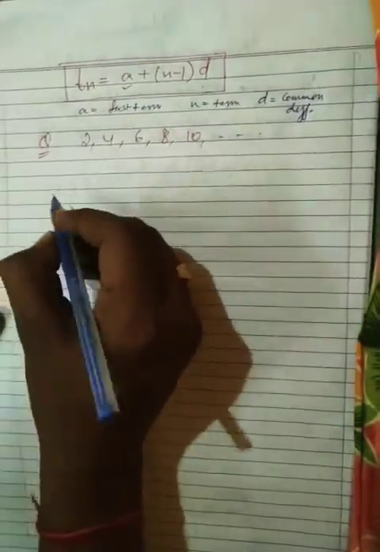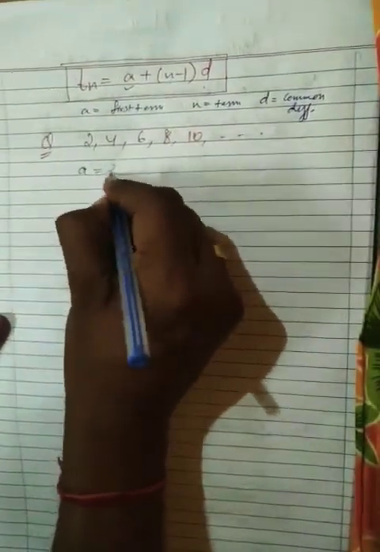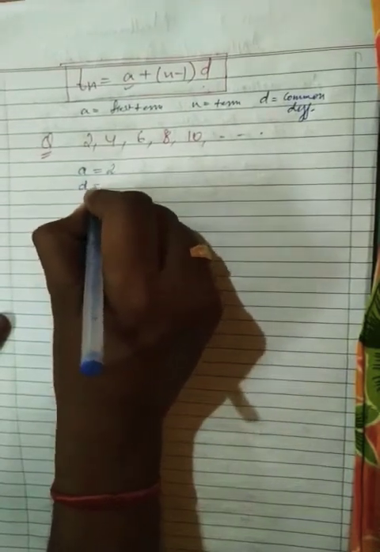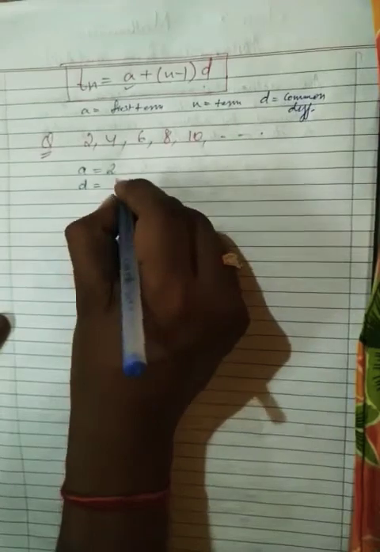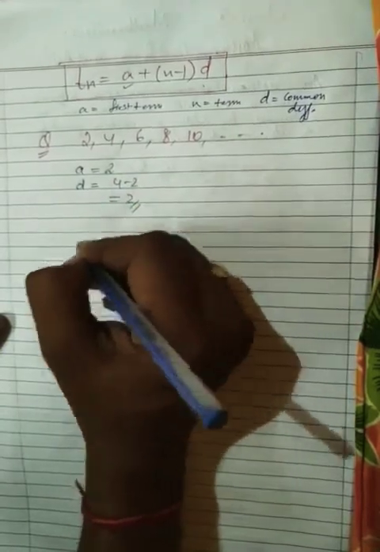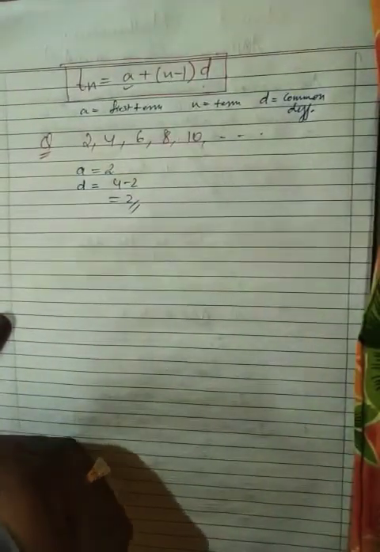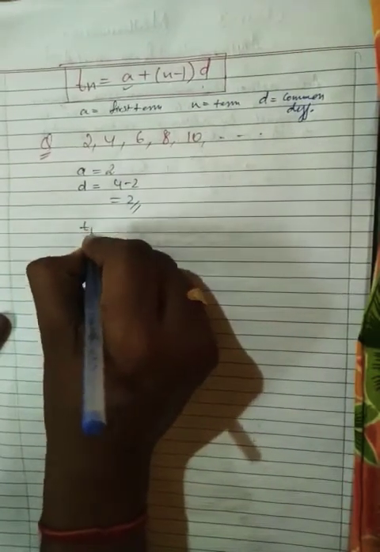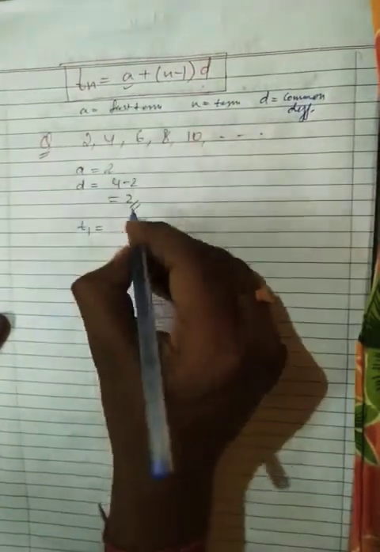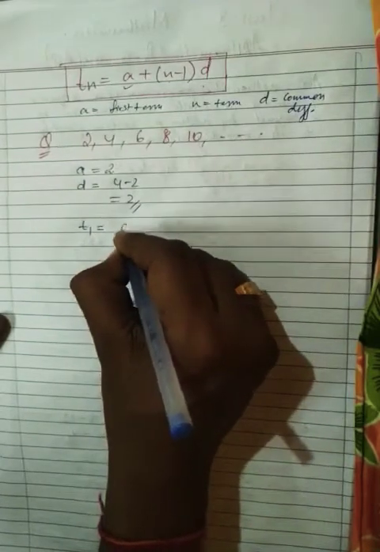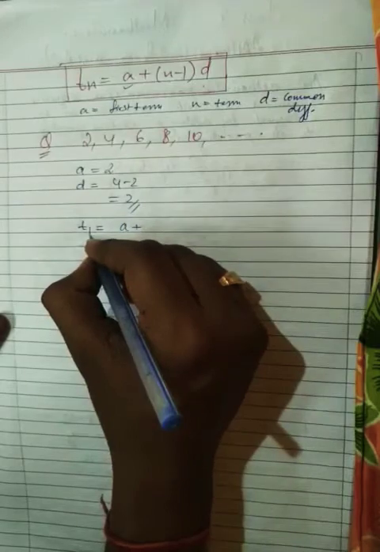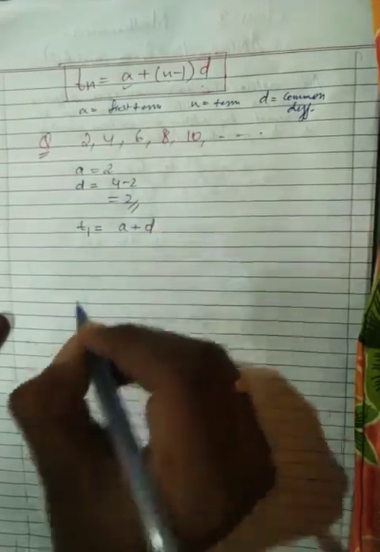Now, what is A in this series? A is 2. What is D here? D is given by 4 minus 2, that is 2. Understood? So if I want to calculate the first term T1, it will be A plus n minus 1 into D. N is 1 here, 1 minus 1 is 0, so it is A plus 0 into D, that is A.